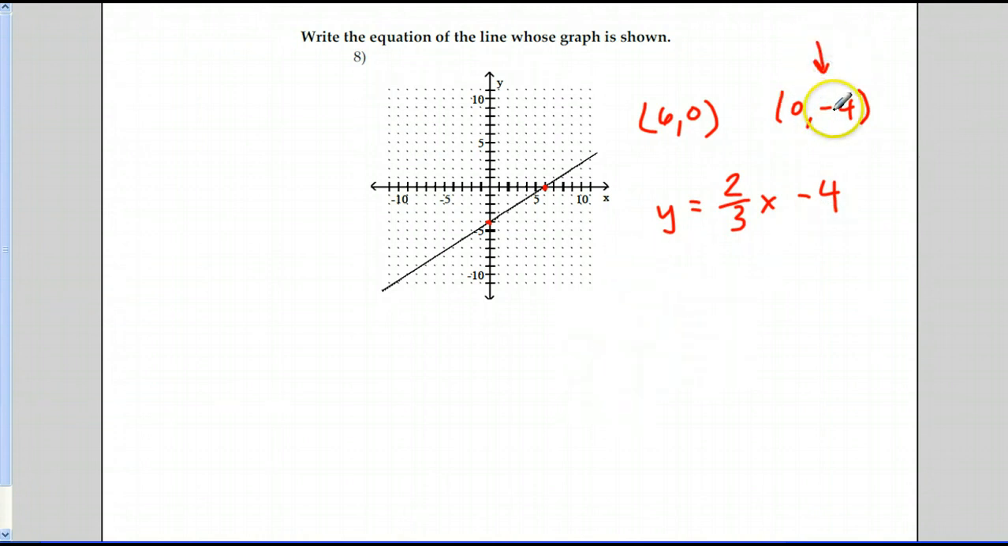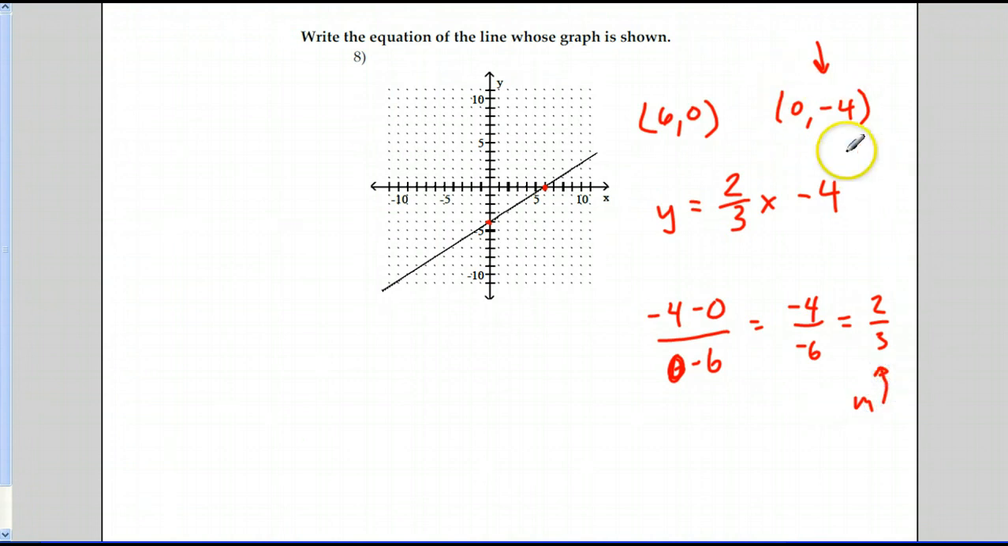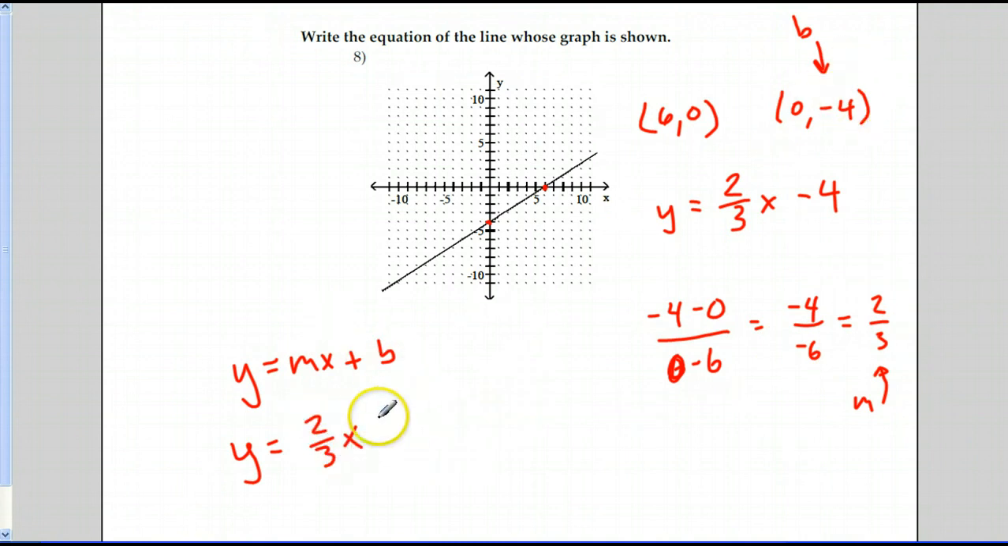Since we identified the y-intercept, it wouldn't be bad to do this one by hand. y2 minus y1 over x2 minus x1: x2 would be 0, minus x1 is 6. That gives me negative 4 over negative 6, which reduces to 2/3. So that's our slope, and there's our y-intercept. So when I go into y equals mx plus b form, m is the slope, which is 2/3. b is the y-intercept, which was negative 4. So this one wouldn't have been bad to do by hand anyway.